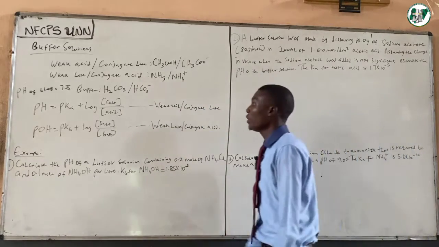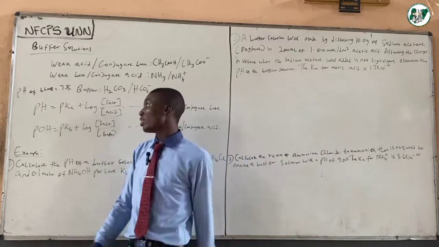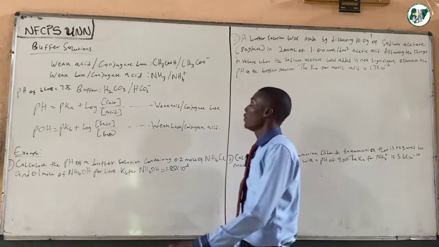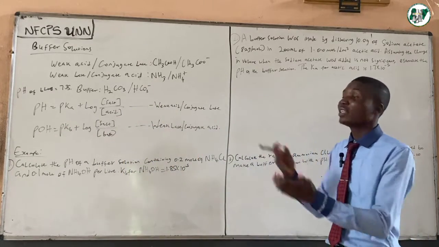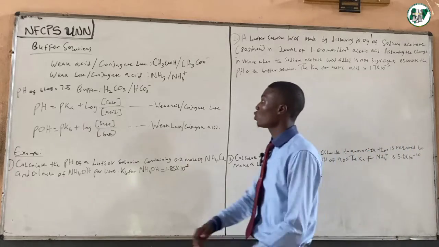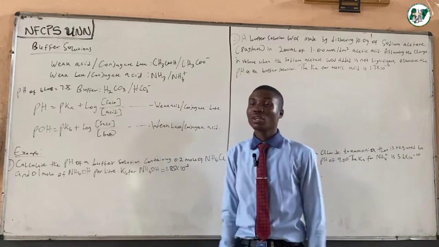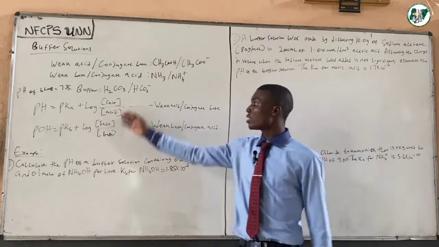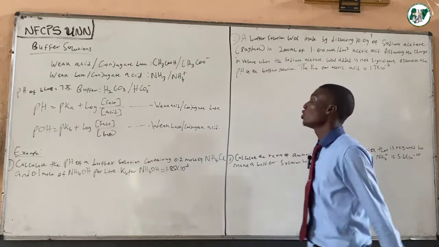For the blood, the pH of the blood, as you can find in your material, is 7.35. The significant buffer in the blood happens to be carbonic acid, H2CO3, and its conjugate base, HCO3 minus.